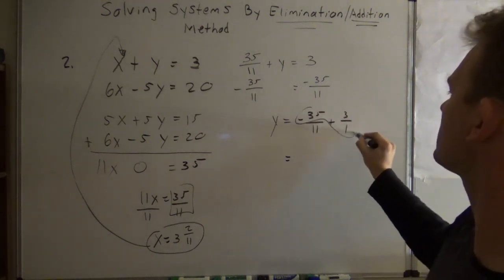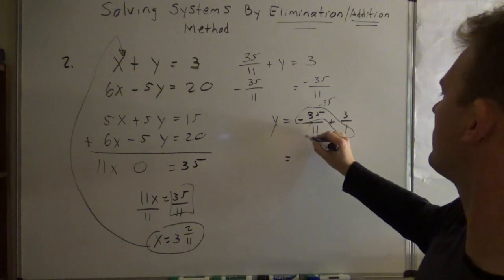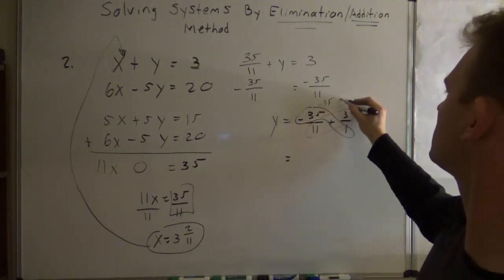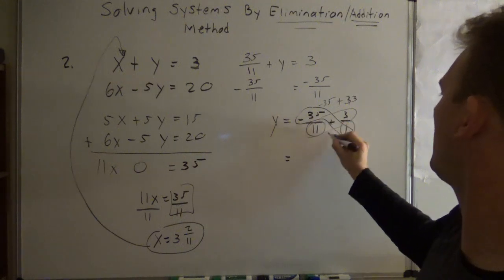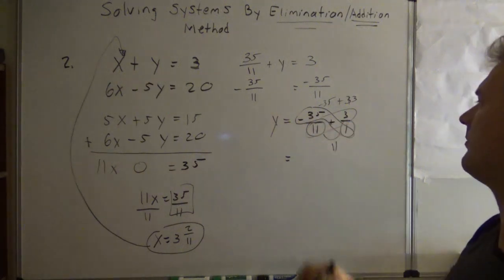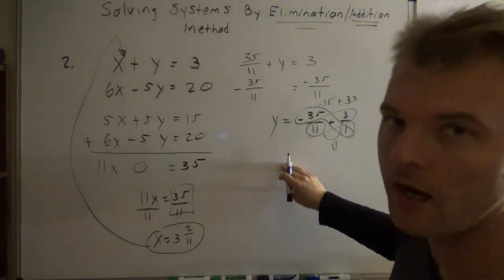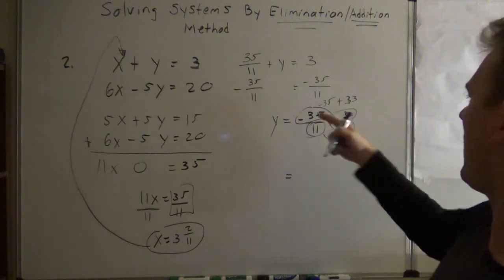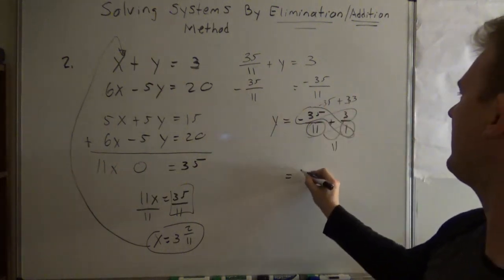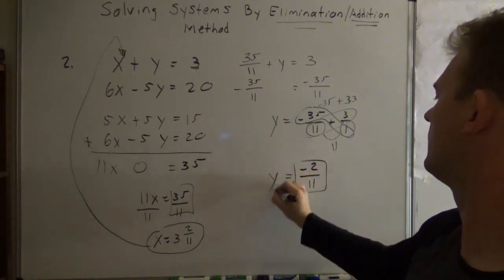So I'm going to take this and multiply it, which gives me negative 35. I'm going to take this and multiply it, which gives me plus 33. Take the bottom times 11 because 11 times 1. Like I said, my video will explain how to do this, so go to it if you're not too sure. And then just go ahead and add the top. You get negative 2 over 11. And that's your y.